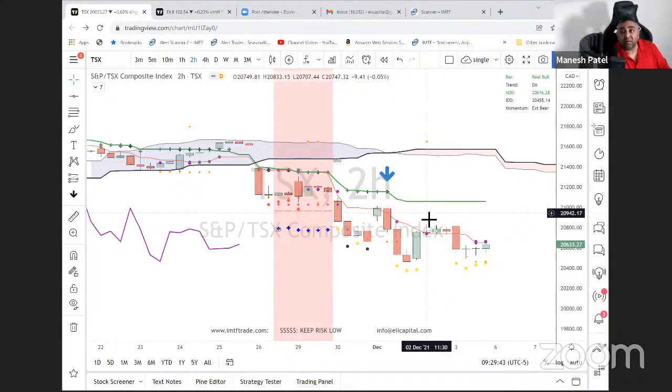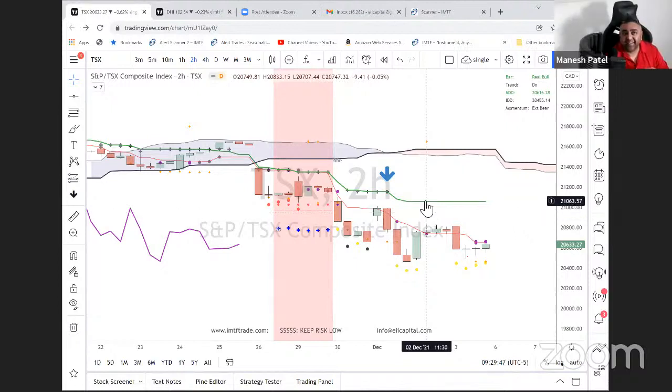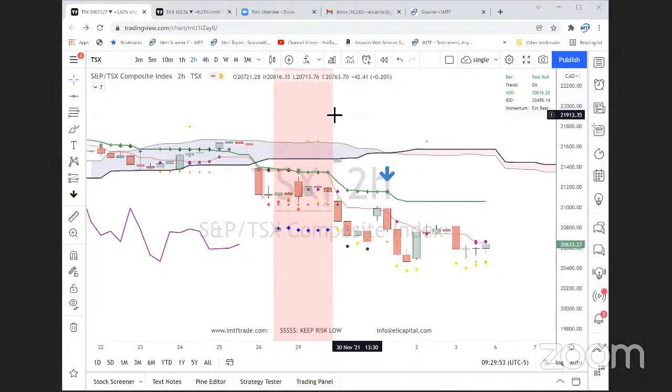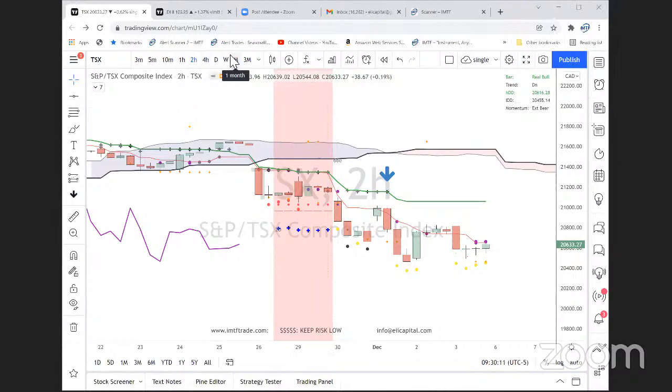Interesting how we reversed, didn't we? We went from a bullish scenario to a bearish trend. So now, the E-mini S&P 500 futures, the US stock market, is controlled by the daily red, and the Canadians are controlled by the 2 hour green. Everyone okay with that?